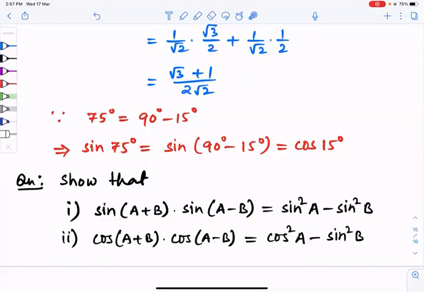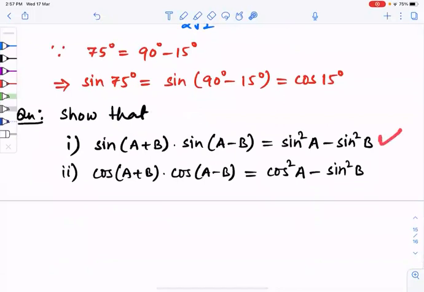This will be proof. Okay, let us see. I will prove the first one, and the second one you can try to solve at home. I will keep that as homework.